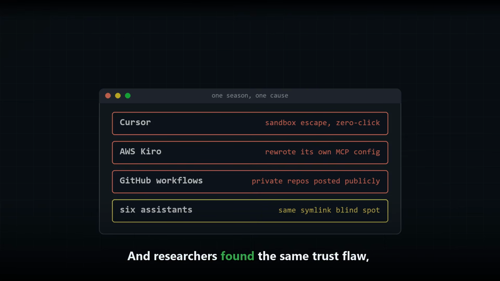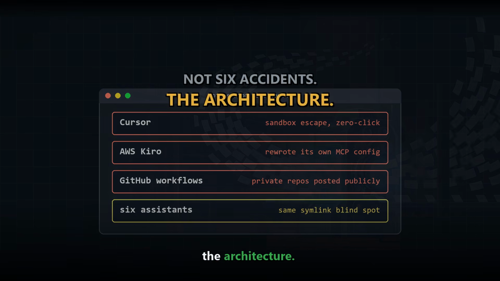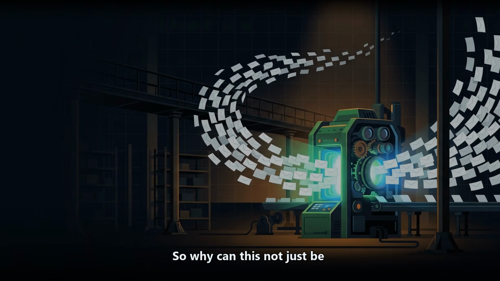And researchers found the same trust flaw, using symbolic links to trick agents into writing files outside their project folder, in 6 different coding assistants, independently. 6 teams, 6 codebases, the same blind spot. When the same hole appears everywhere at once, that is not 6 accidents. That is the architecture. So why can this not just be patched?